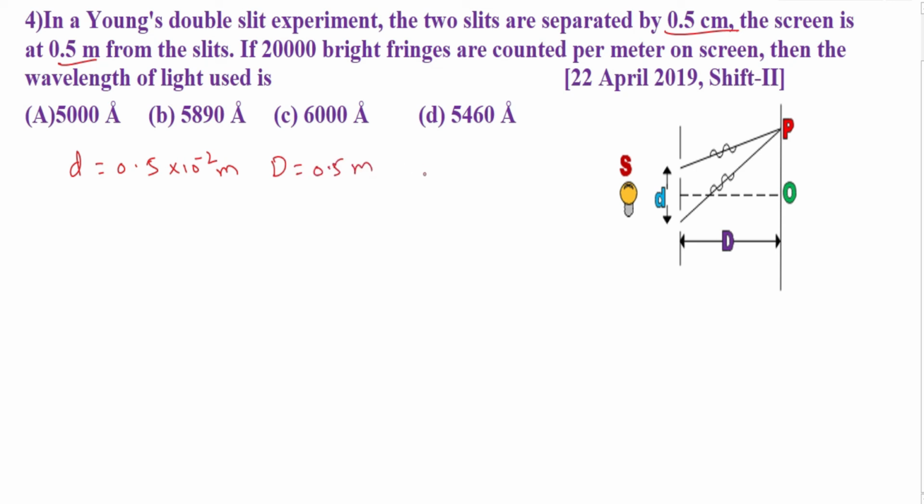And what did he give? He said that 20,000 fringes are there in 1 meter. Now what is he asking us to calculate? He is asking us to calculate the value of lambda. We know that the formula for fringe width is beta is equal to lambda into capital D by small d.